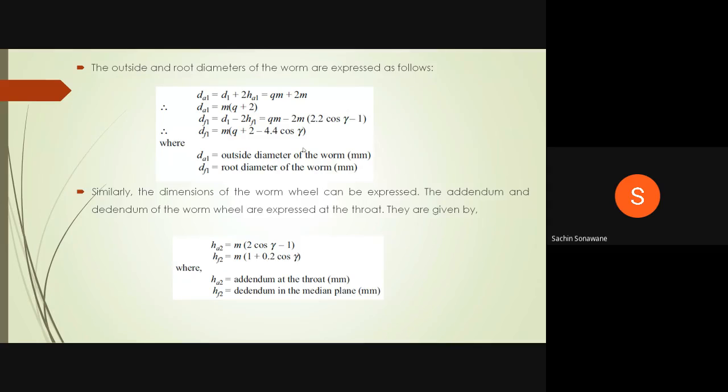Similarly, the dimensions of the worm wheel can be expressed. The addendum and dedendum of the worm wheel are expressed at the throat. They are given by ha2 is equal to m into (2 cos gamma minus 1), hf2 is equal to m into (1 plus 0.2 cos gamma), where ha2 is the addendum at the throat in mm, hf2 is the dedendum in the median plane in mm.